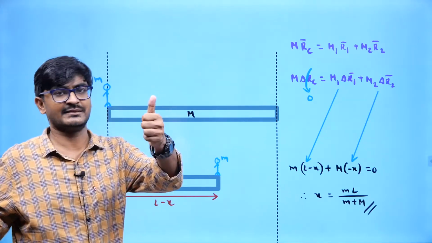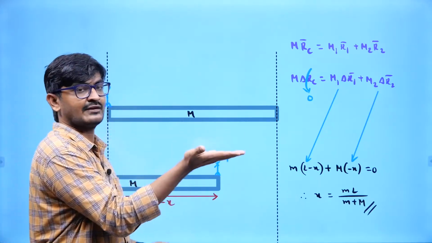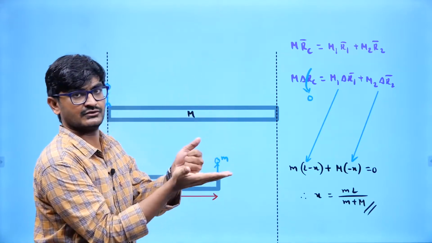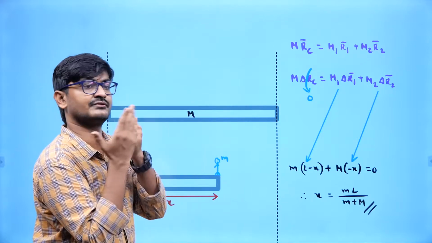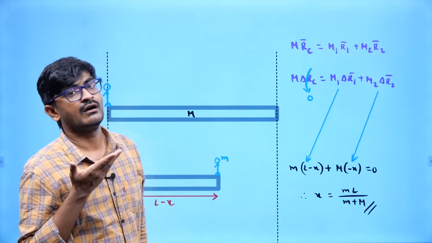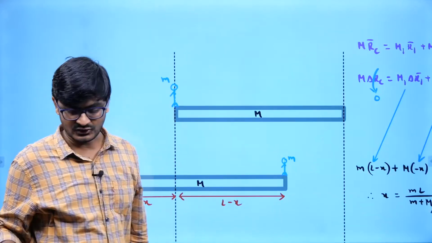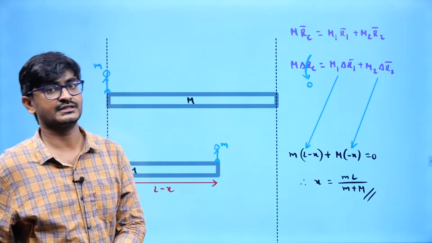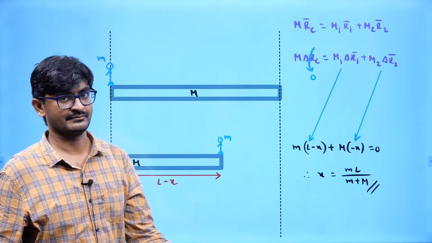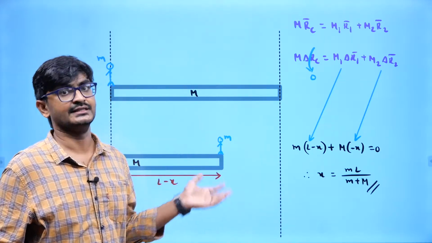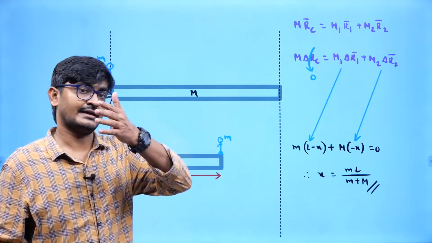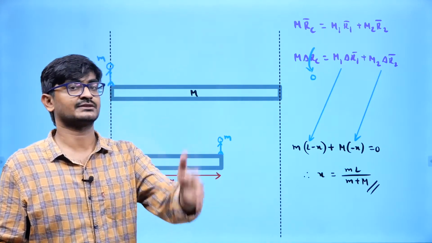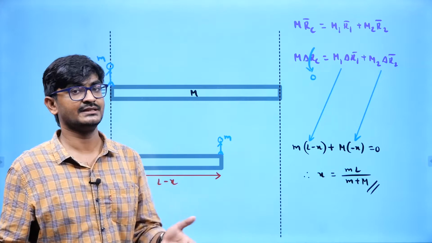First thing, I decided my system. My system is raft plus man. Now on my system there is no net external horizontal force. So if there is no external horizontal force, acceleration of center of mass along horizontal will be 0. If acceleration of center of mass is 0 along horizontal, its velocity will remain the same, which is 0 initially. Now what does that mean? The center of mass won't be moving. Center of mass will be stationary.